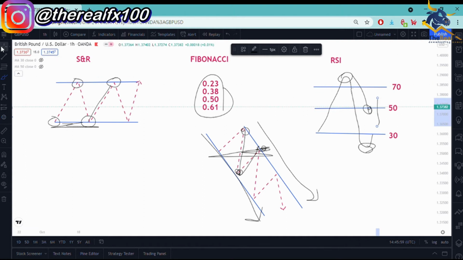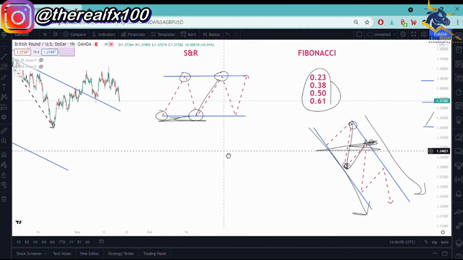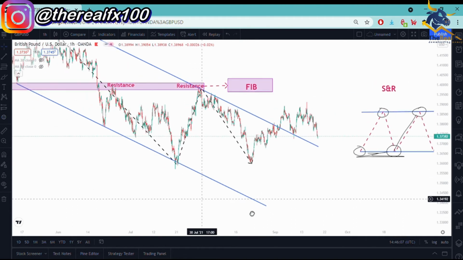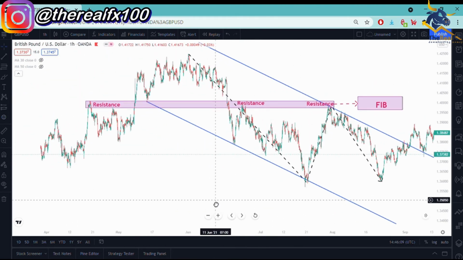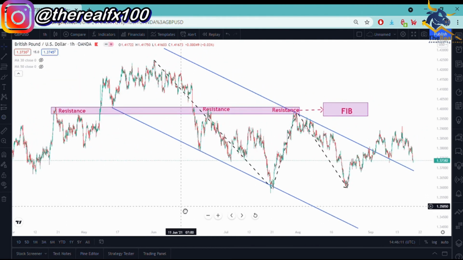All right, now let me show you how you can use this strategy in a chart. This is a pre-analyzed chart. I took the trade last week and I'll just explain to you how I analyzed this.